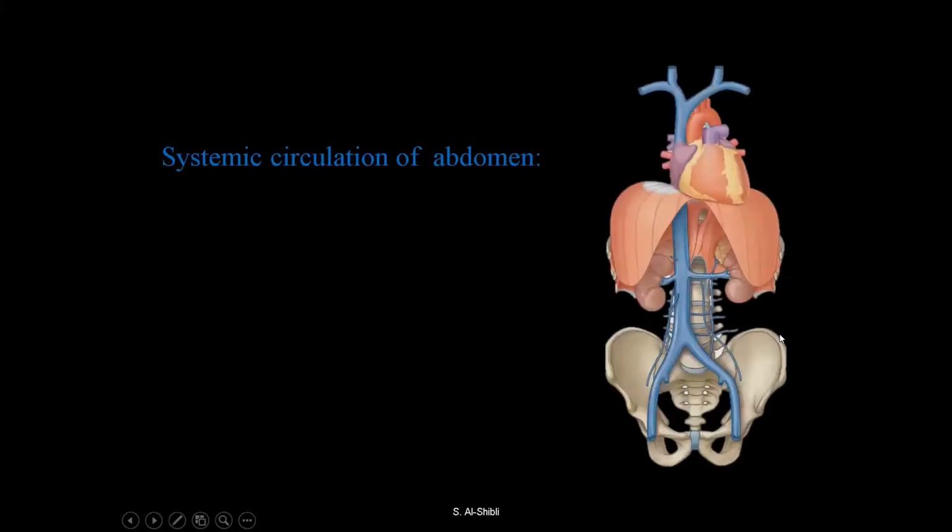And we have another circulation in the abdomen. We call it the systemic circulation, mainly by the inferior vena cava and its tributaries. As you see here, we have the iliac, we have the gonadal, we have the renal, we have the lumbar, we have the suprarenal. This, no harm.